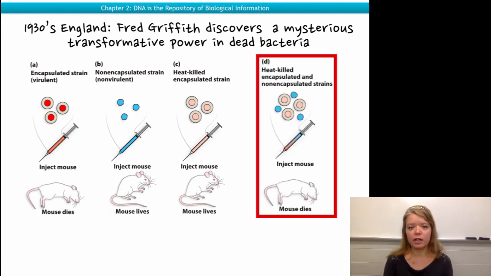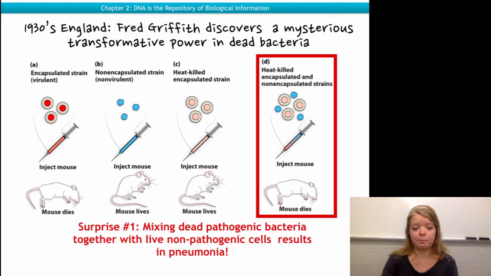However, he made a very important observation. When he mixed the non-encapsulated blue strain with the heat-killed virulent pink strain and injected this mixture into the mouse, the mouse died, showing that somehow mixing dead bacteria was able to give the live non-pathogenic bacteria the ability to kill, the ability to have the phenotype that only the encapsulated strain was having originally.